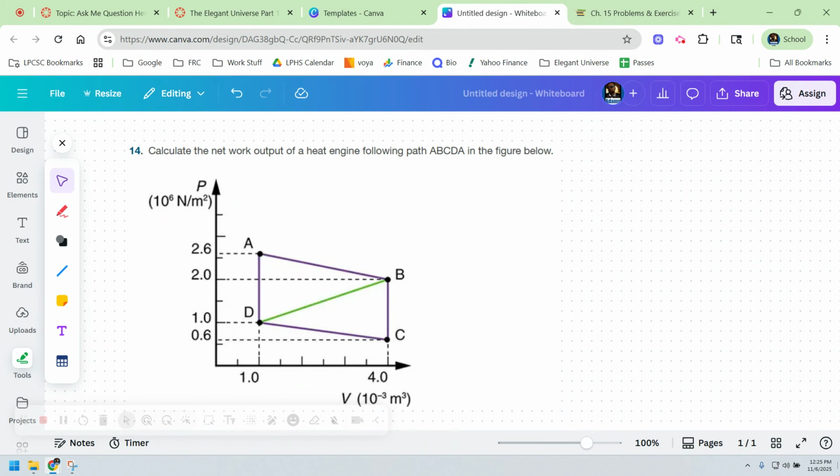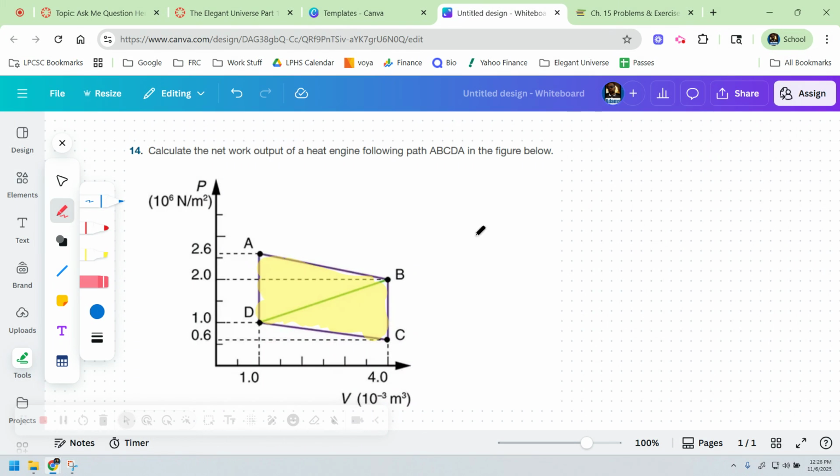This is actually easier than it looks, but you just got to use your brain a little bit. When I explain it, you'll go, "Oh, that makes perfect sense," but then you'll also say, "Why didn't I think of that?" So remember that the work is the area inside here. That's what we're trying to figure out. That's the net work that's being done, okay?